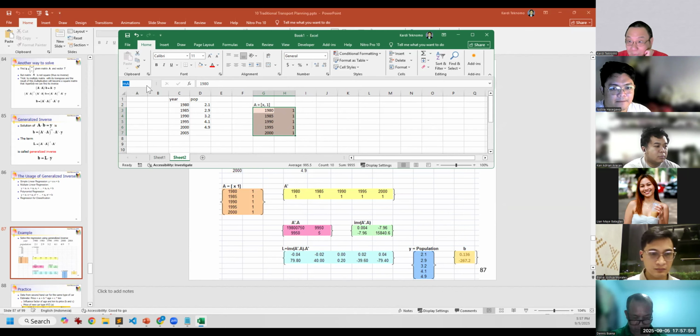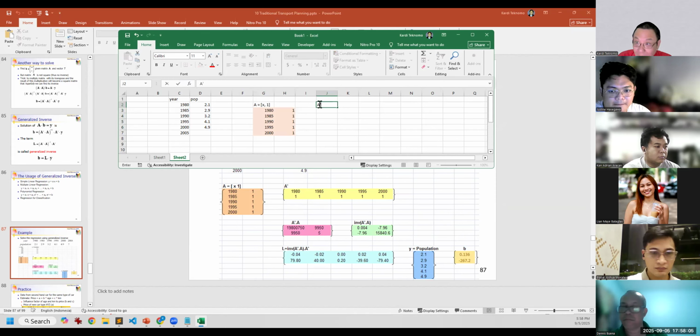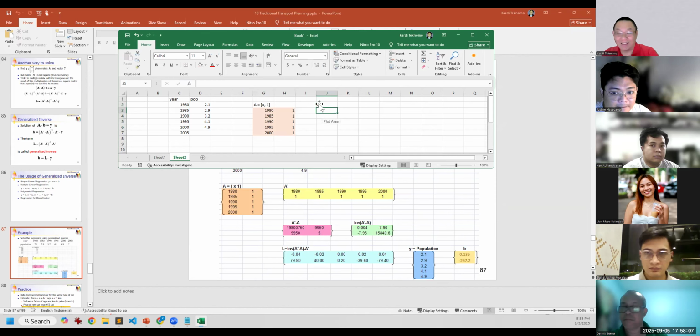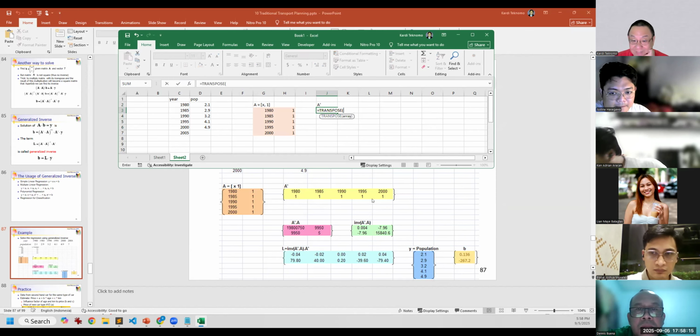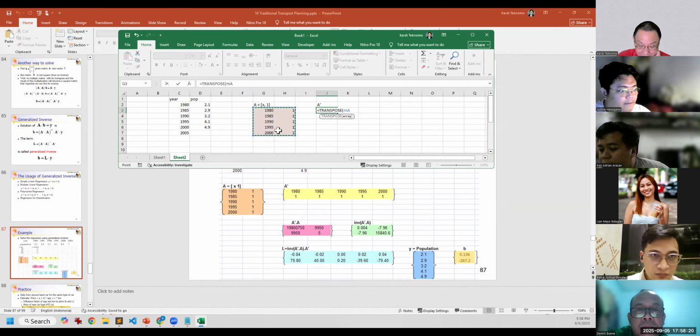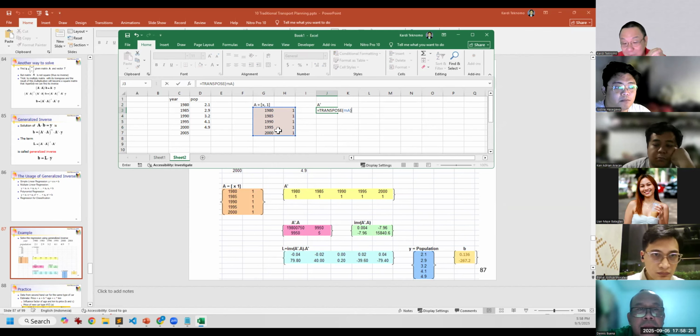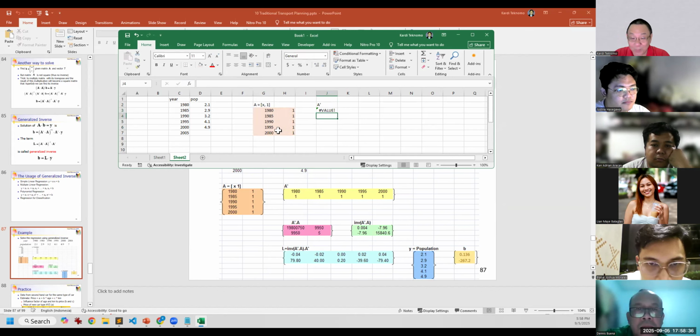Next, I want to get A transpose. How to get A transpose? Equal transpose there, of MA. There, you get that. Is this too fast? No? Okay. So you type there. Oh, the result is a value.